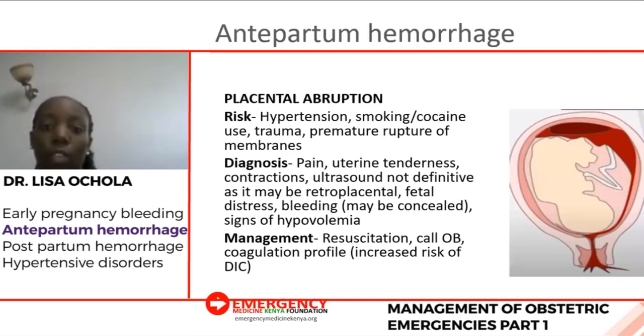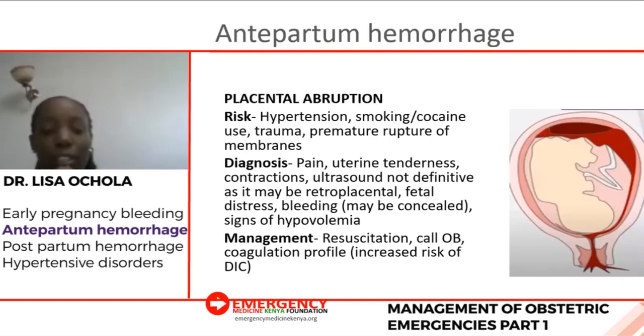Diagnosis, again, is usually painful bleeding. When you examine the abdomen, you find that there's pain, there can be contractions, there's tenderness. And with this, pelvic ultrasounds are not usually the best because they're not always diagnostic of placental abruption. So if you do a pelvic ultrasound and no abruption is seen, you do not automatically assume there is none. So it's mainly a clinical diagnosis, to be honest.